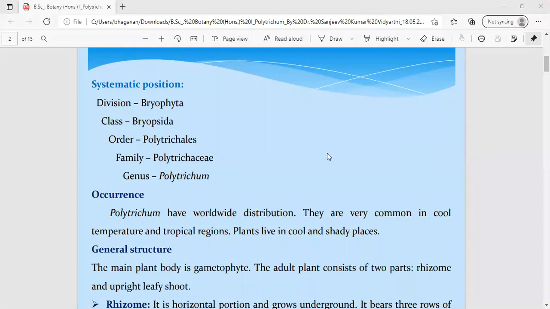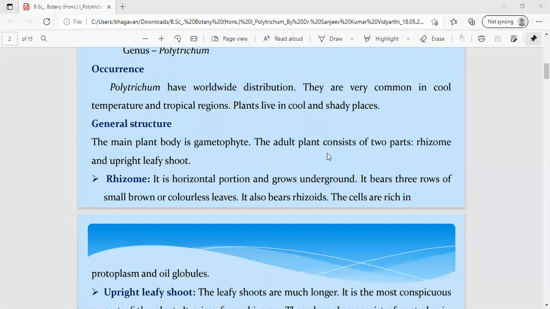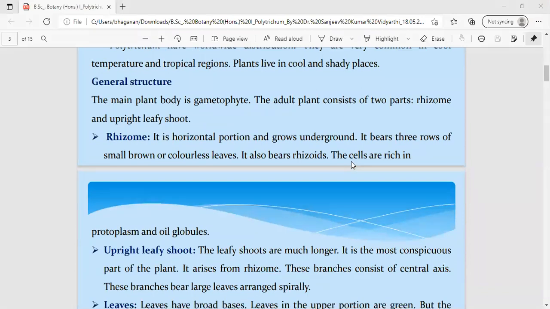the class Bryopsida, order Polytrichales, family Polytrichaceae. So why are we calling it an advanced form? Because the plant is not a thalloid plant body, unlike Anthoceros and Marchantia. It is not a thalloid plant body, but instead it is divided into two parts, that is the underground or prostrate growing rhizome and an upright leafy shoot-like structure.